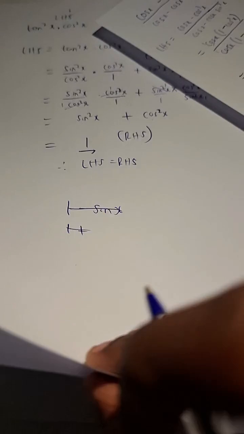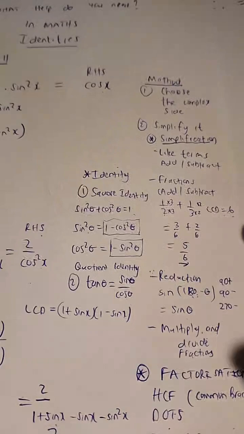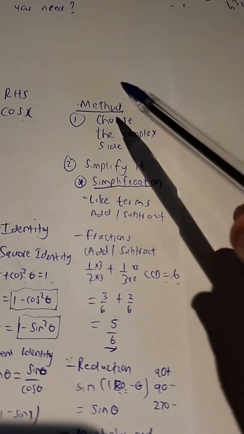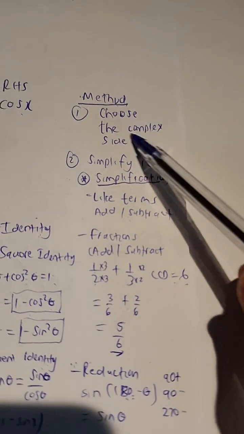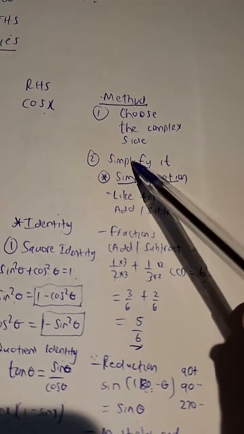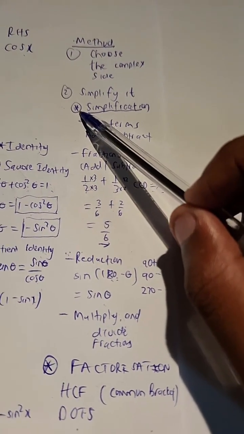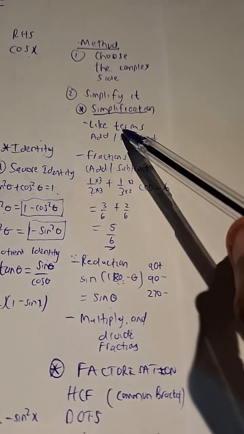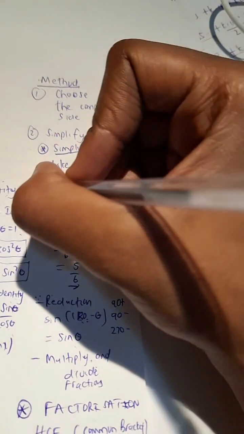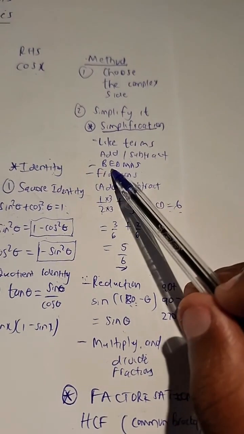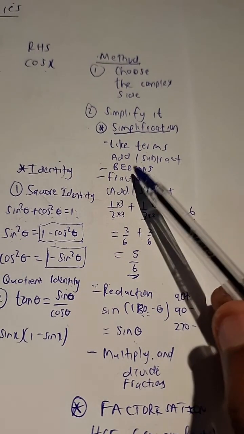Okay, so please, guys, I want to go back to the strategies for simplifying or proving identities. Method 1, you first choose the complex side. 2, you simplify it. How? 3 strategies, guys. There's simplification. Like terms, if there are any, you take care of them. I'm now going to add BODMAS. Why BODMAS? Because if there are many operations in your expression, then you must consider brackets, exponents, division, multiplication, addition, and subtraction.